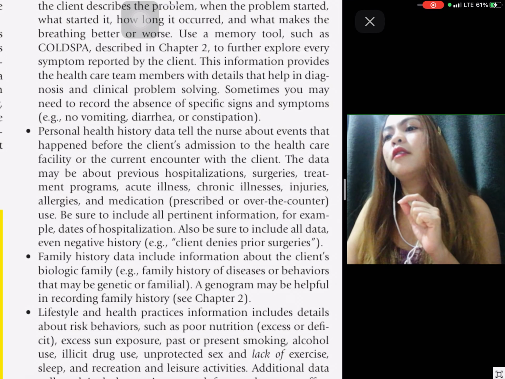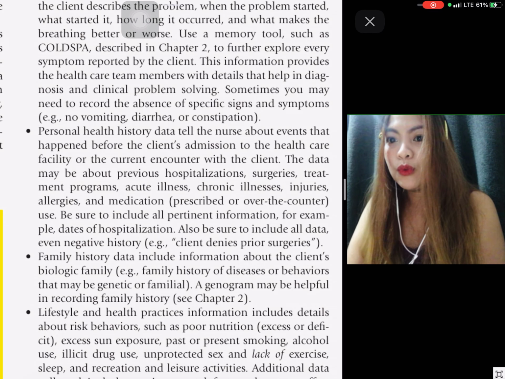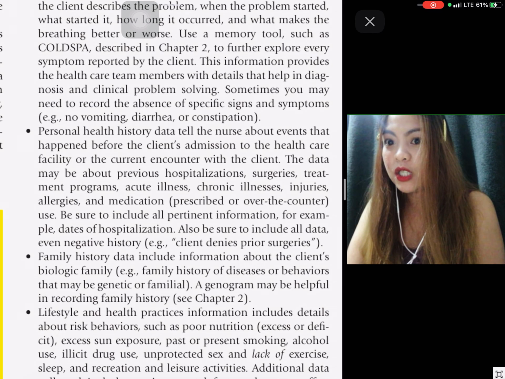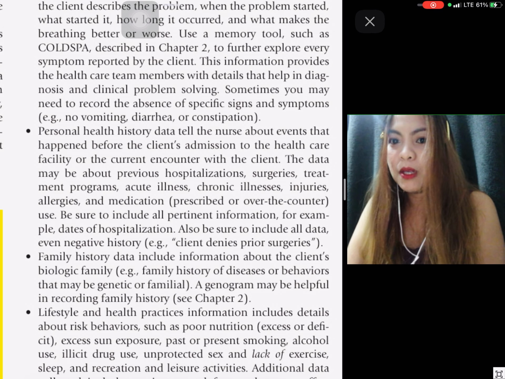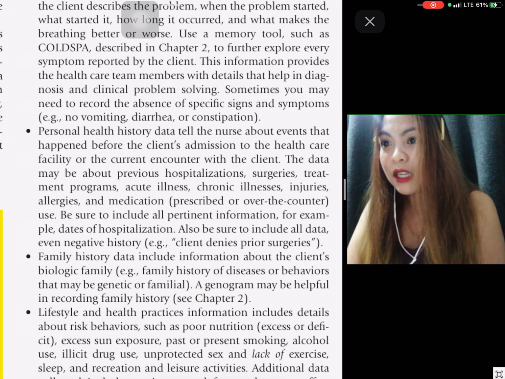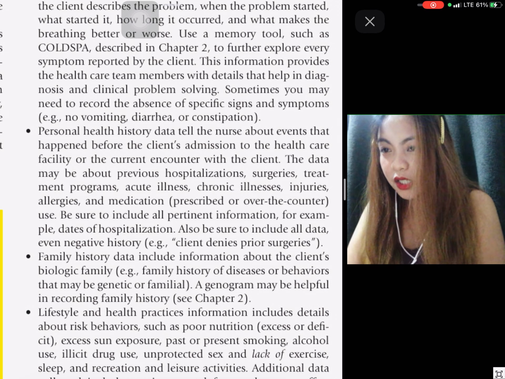For family history, include information about the client's biologic family. Remember the genogram, which we have talked about. It may be helpful in recording family history of diseases, since some clients have a familial genetic history. Next.